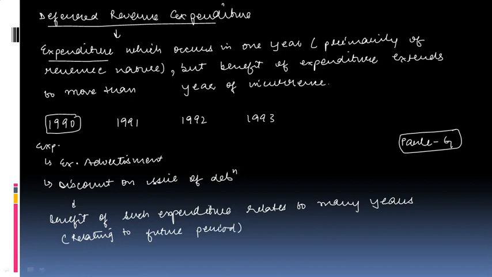Got it? Understood? So you can pause again. Very good. If I talk about deferred revenue expenditure, what is the treatment? The treatment is that it is written off in parts. Which kind of parts? Parts in which your benefit will accrue.